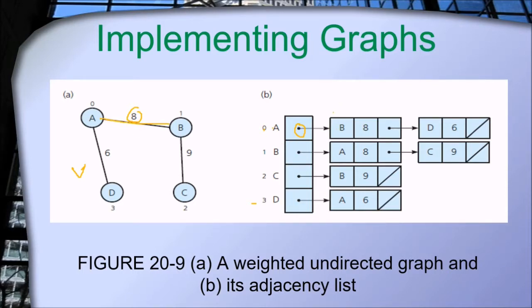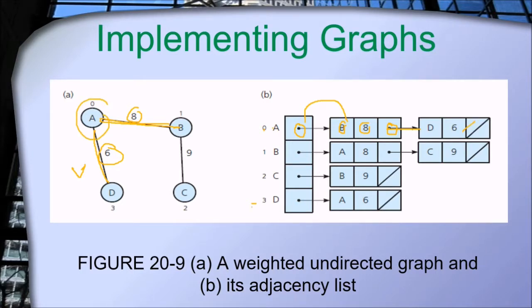So we'll have a list with content B, then the weight, and then we have one more thing here. A is connected to B, and A is connected to D also. So A will be with B, and there will be one more pointer to D, and it says that the value is 6. Now A is done, so we'll place a null.